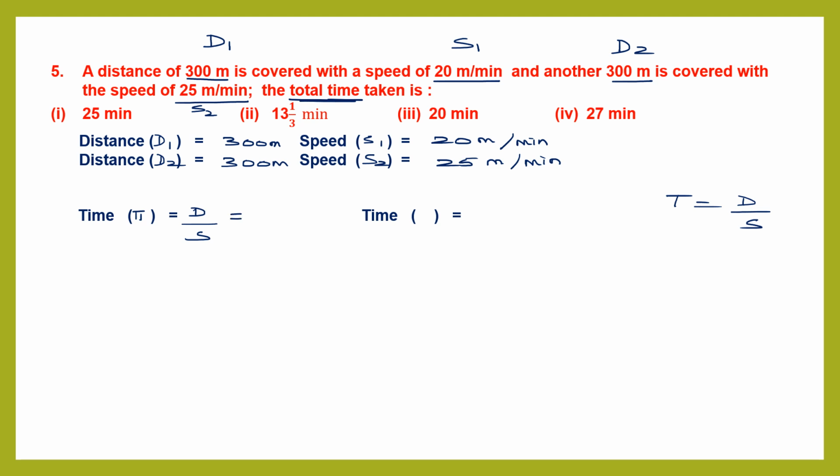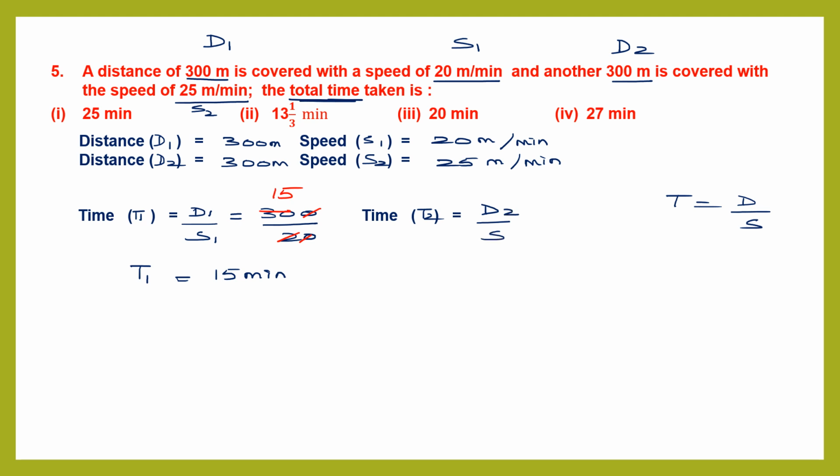And what is the distance here? 300 meters divided by, now this is distance 1 and speed 1, so 300 divided by 20. So now what do we have? We can cancel here and then we have 20. We can cancel again, 2 into 15. So that means here we have found time 1. Time 1 is 15 minutes. Now let's go to time 2. To find time 2, again we say distance by speed.